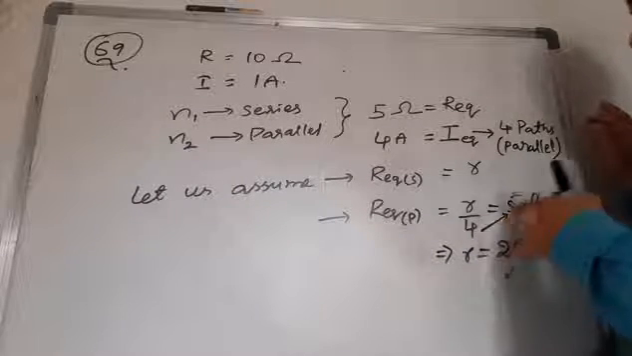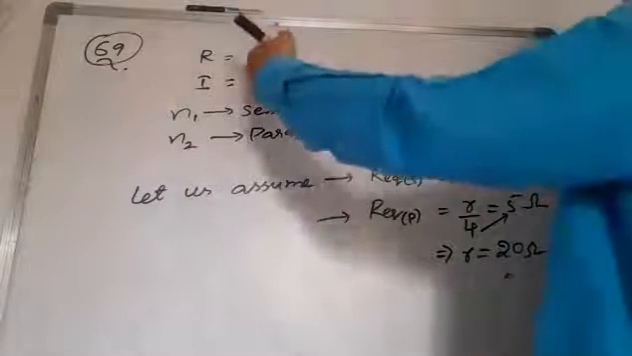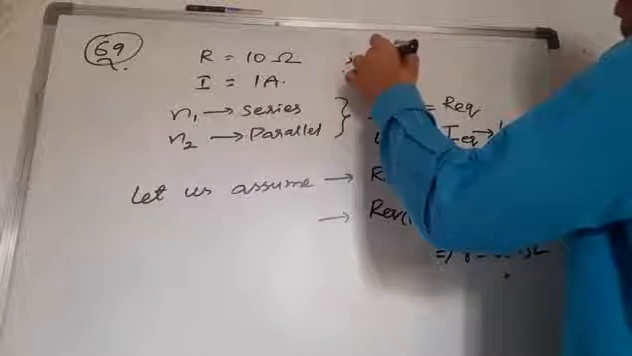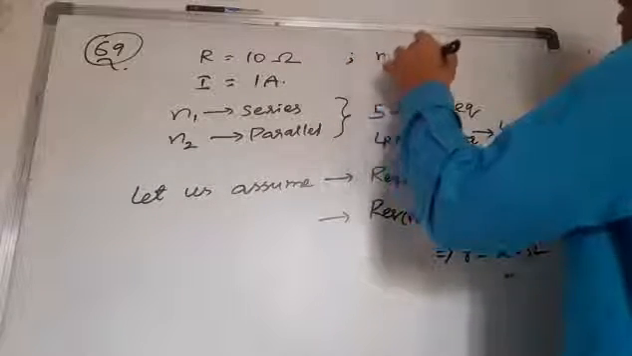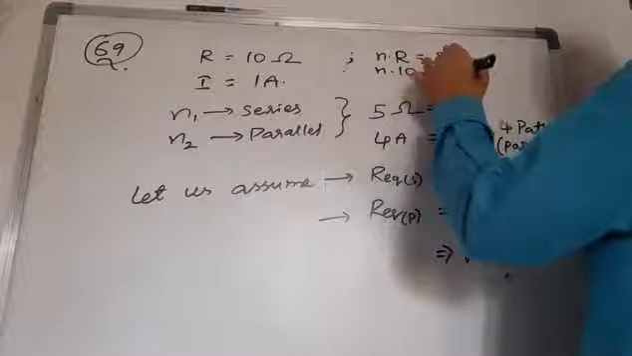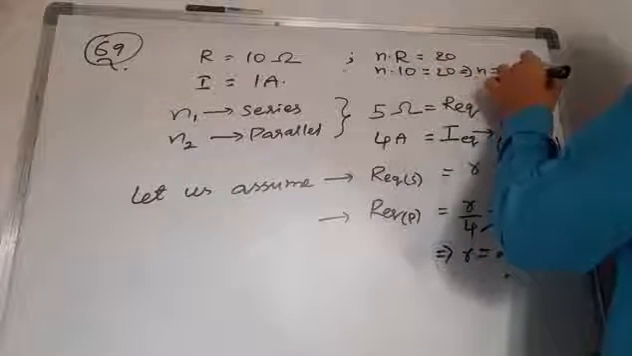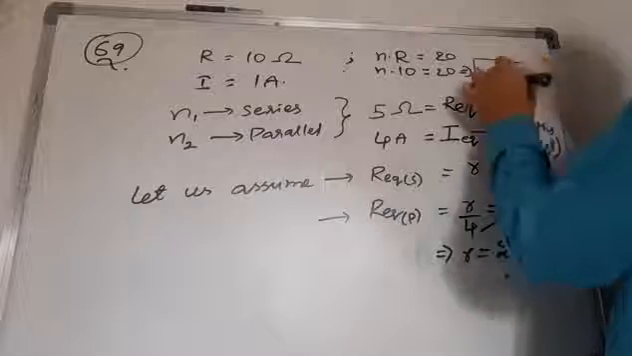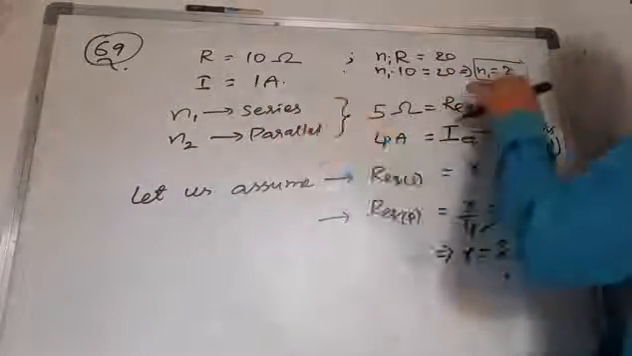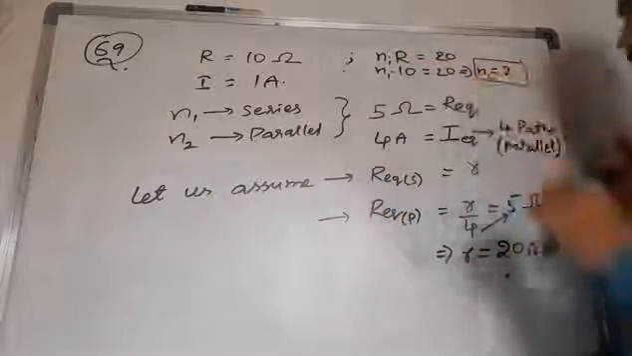So R is equal to 20 ohms. Means in series, how many are connected? Each resistance is 10 ohms. So N into R is equal to 20, but N into 10 is equal to 20. From this we get N is equal to 20 by 10, that is equal to 2. So the number of resistors connected in series is 2.